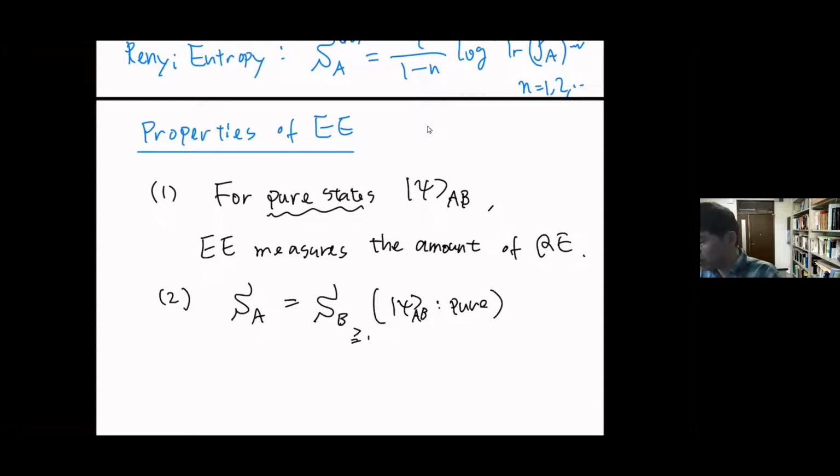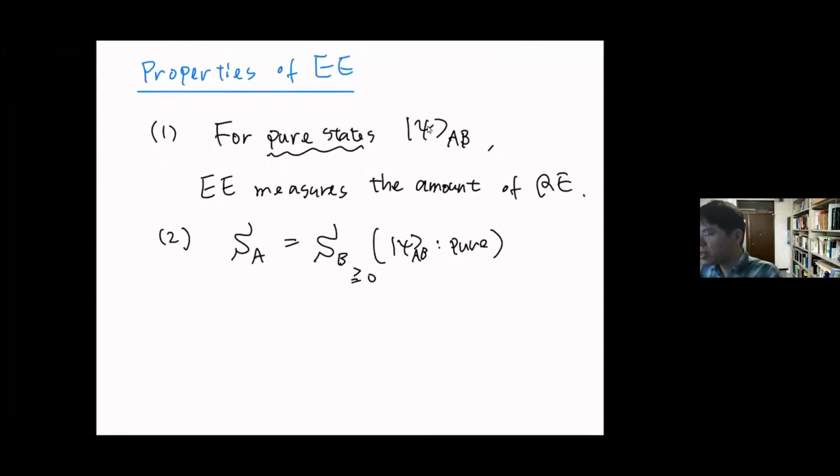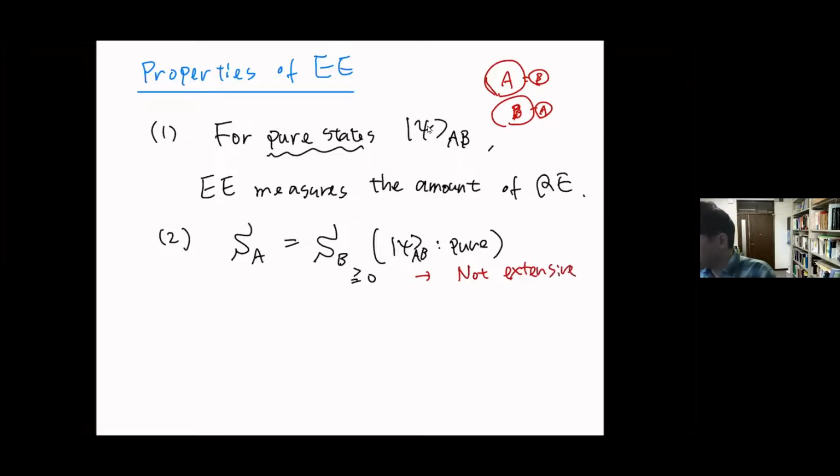Of course, this is non-negative. And this means that you can think of A as very large and B as very small, but you can replace this with B and just swap the naming. The big one is B and the small one is A, and still the entropy is the same. That means entropy is not proportional to the size of the subsystem. So the entanglement entropy is not extensive, as opposed to thermodynamic entropy, thermal entropy.